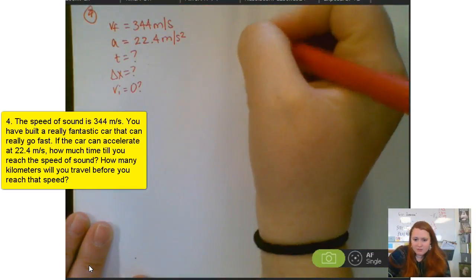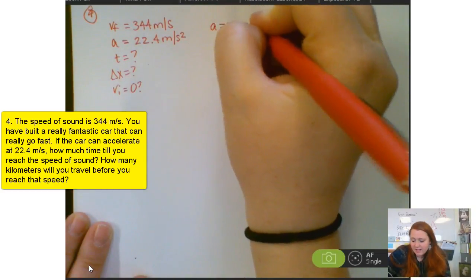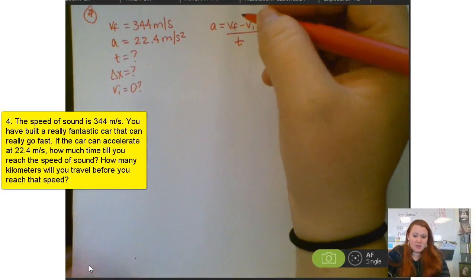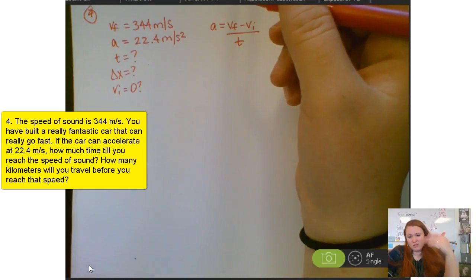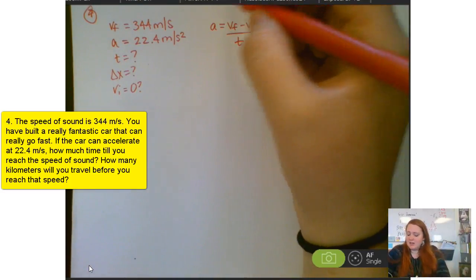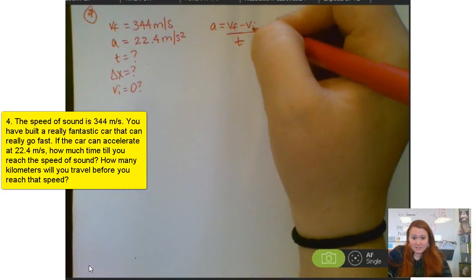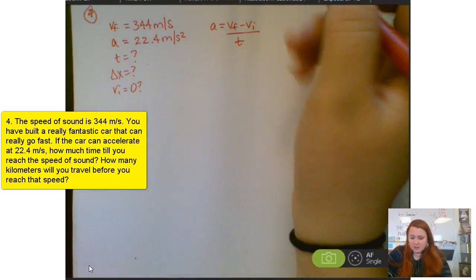So it's asking for time. This is nice. I can use this equation. And I expect that while you're solving these, you have a list of equations out, the equations that we went over for acceleration. That way you can sort of go through and say, okay, what do I have? What do I need? This one works because I have A, I have VF, I have VI. All I need is time.